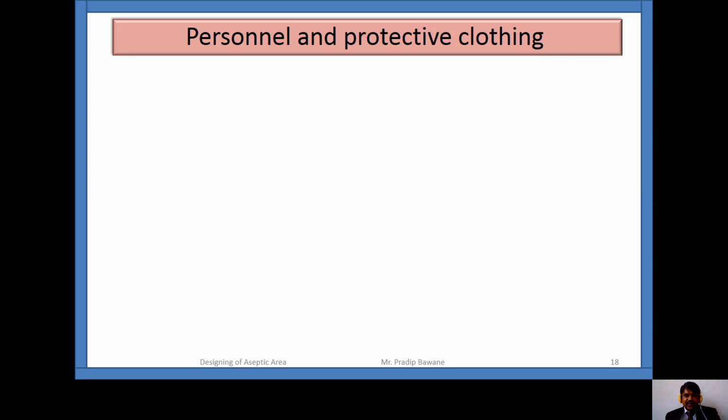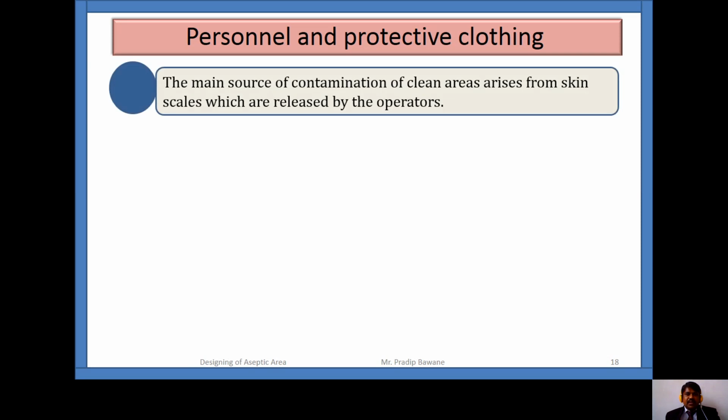Then personnel and protective clothing. The main source of contamination of clean areas arises from the skin scales which are released by the operator. So while selecting the personnel itself, we have to take care to see whether the person has any sort of skin infection, which may lead to the formation of skin scales, and that may act as a source of contamination. So during selection of personnel, we have to check these measures.